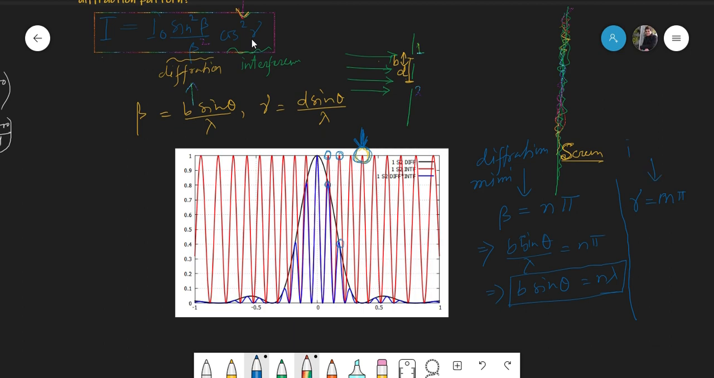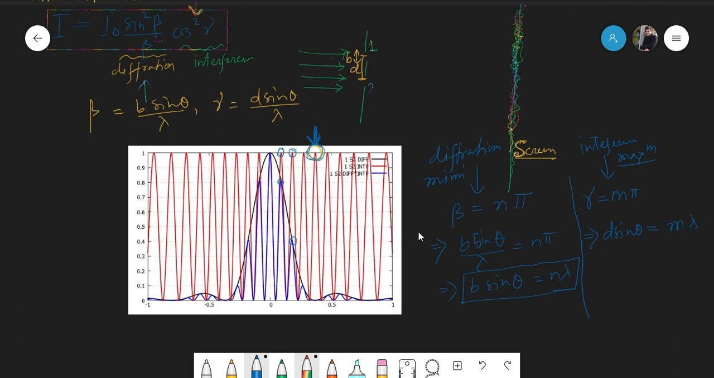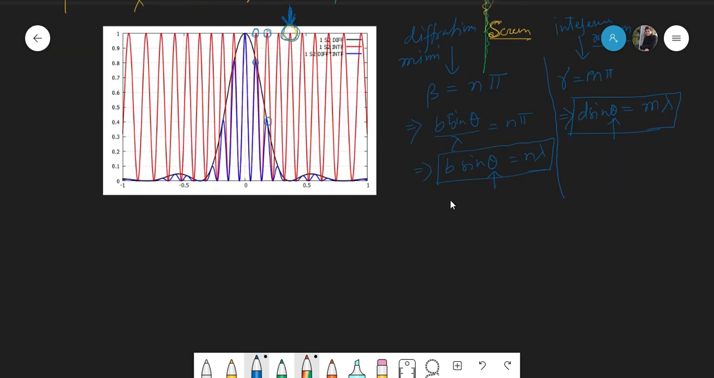This is interference maxima. And when you put the value of gamma, then you get d sine theta is equal to m lambda. Now, when these two match, this minima and maxima match, they match for the same value of sine theta, along this direction theta. So we just take the ratio of these two. Sine theta cancels out. What do we get? We get b by d is equal to n by m.